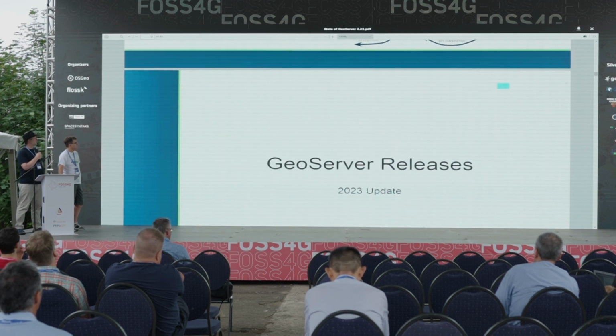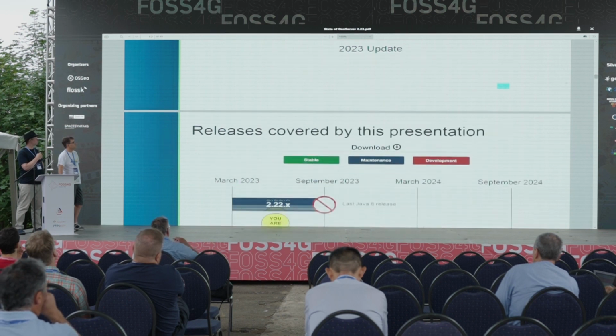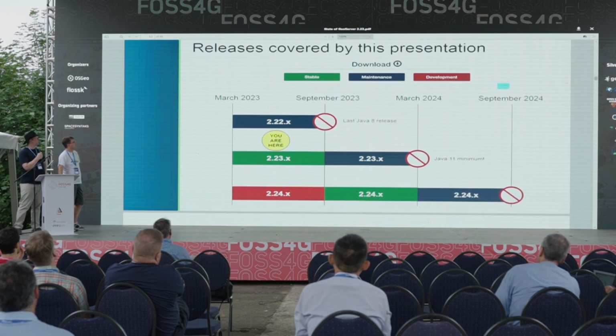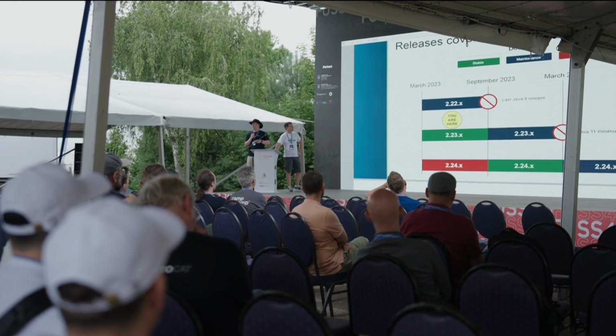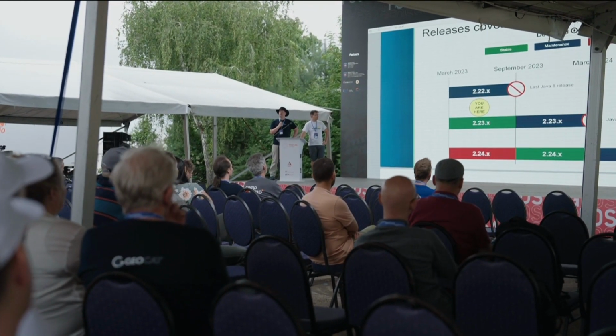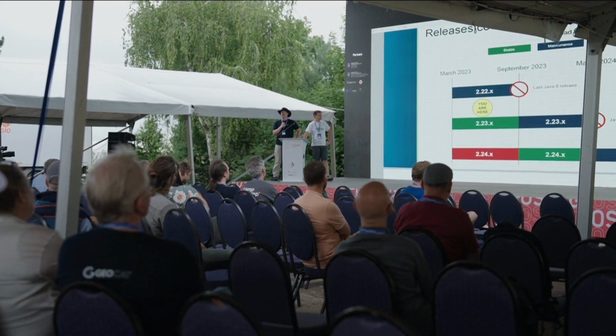So on to GeoServer releases. We always maintain 2 releases at any given point. We've got our stable release, which is currently GeoServer 2.23, and that provides new features, updates and bug fixes. And then we've got a maintenance stream that only provides security updates and fixes, and that gives you a chance to upgrade.